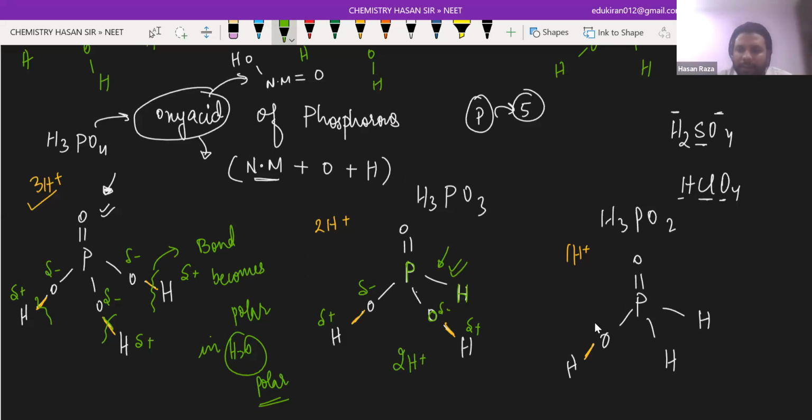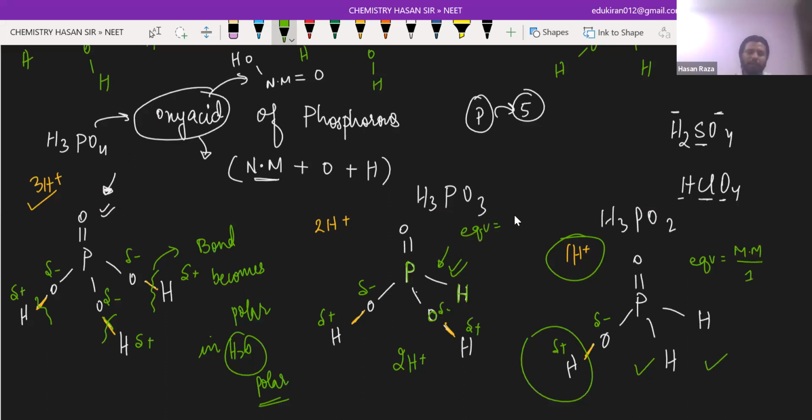And in the same way, you can see it. This is the only polar bond, highly polar bond. So it will be dissolvable, soluble in water, and it will give you only 1H plus, and the rest will be as it is. And hence the equivalent weight of this is whatever is the molecular weight divided by 1, and for this, whatever is the molecular weight divided by 2, and for this, equivalent weight will be equal to whatever is the molecular weight divided by 3. So I think it's clear to you, right?